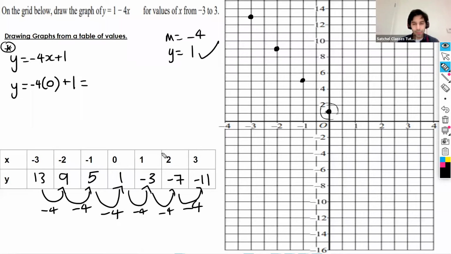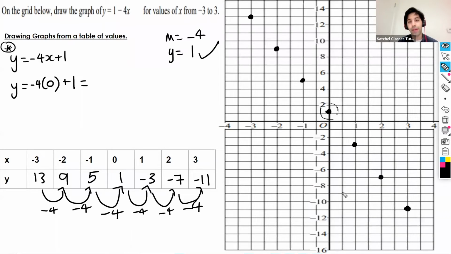And then I'm going to have 1 and -3. So 1 and -3 is going to be over here. Then I'm going to have 2 and -7, which is going to be over here. And then I'm going to have 3 and -11. So across 3, down 11, which is going to be over here.